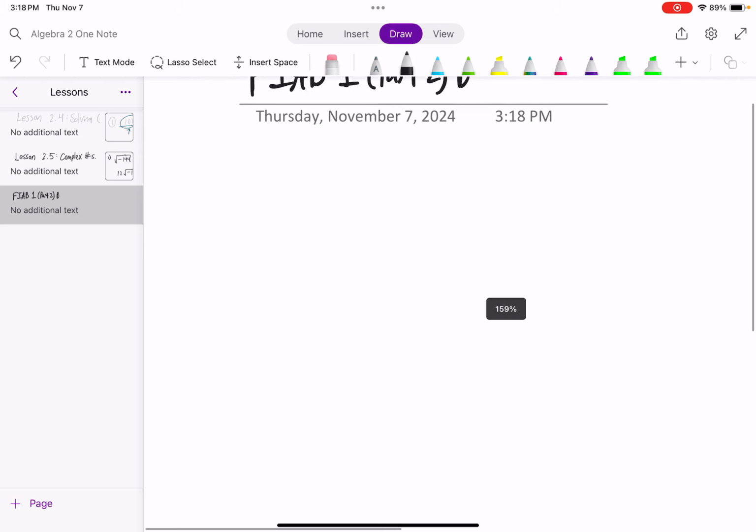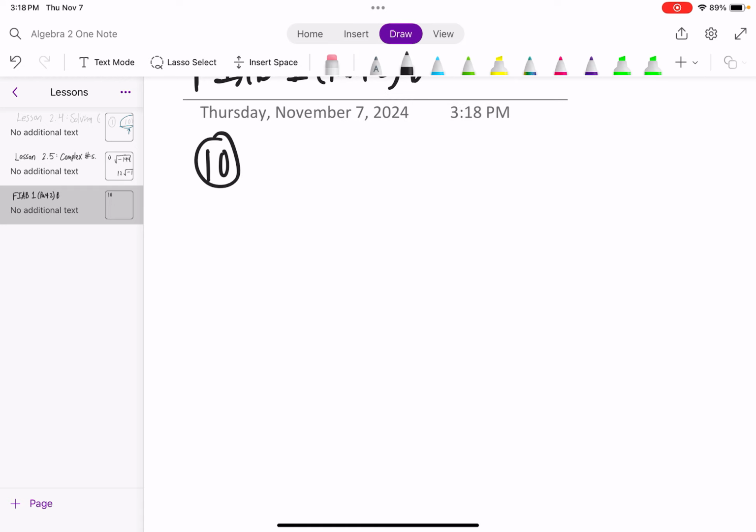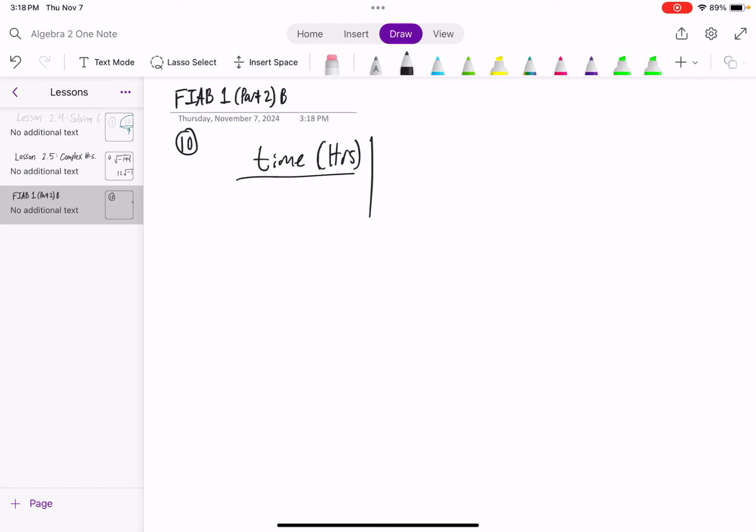So this is gonna be for number 10 because I know people were having trouble with this one. So for number 10, it has a table. Here's the table. It has time in hours, and it also has amount of Tylenol, right? Acetaminophen is Tylenol, in milligrams.